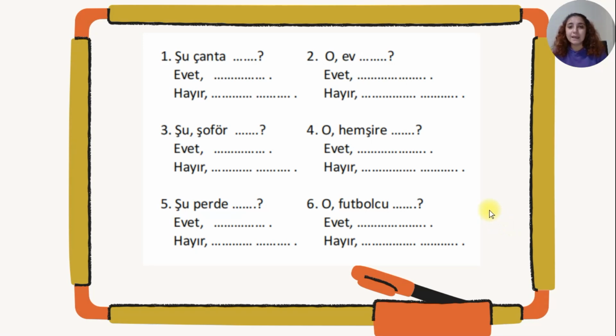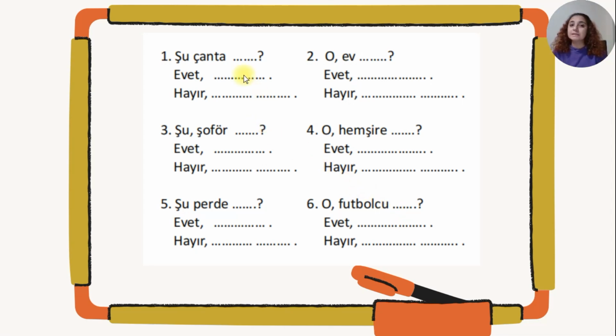Next one is again an exercise. Please stop the video and try to do them by yourself. I will give you the meanings of those words. After that, I will wait for 5 seconds and I will start to say the correct answers. Çanta is bag. Chauffeur is driver. Perde is curtain. Ev, we know it is house. Hemşire, we know it is nurse. Futbolcu, we know it is football player.